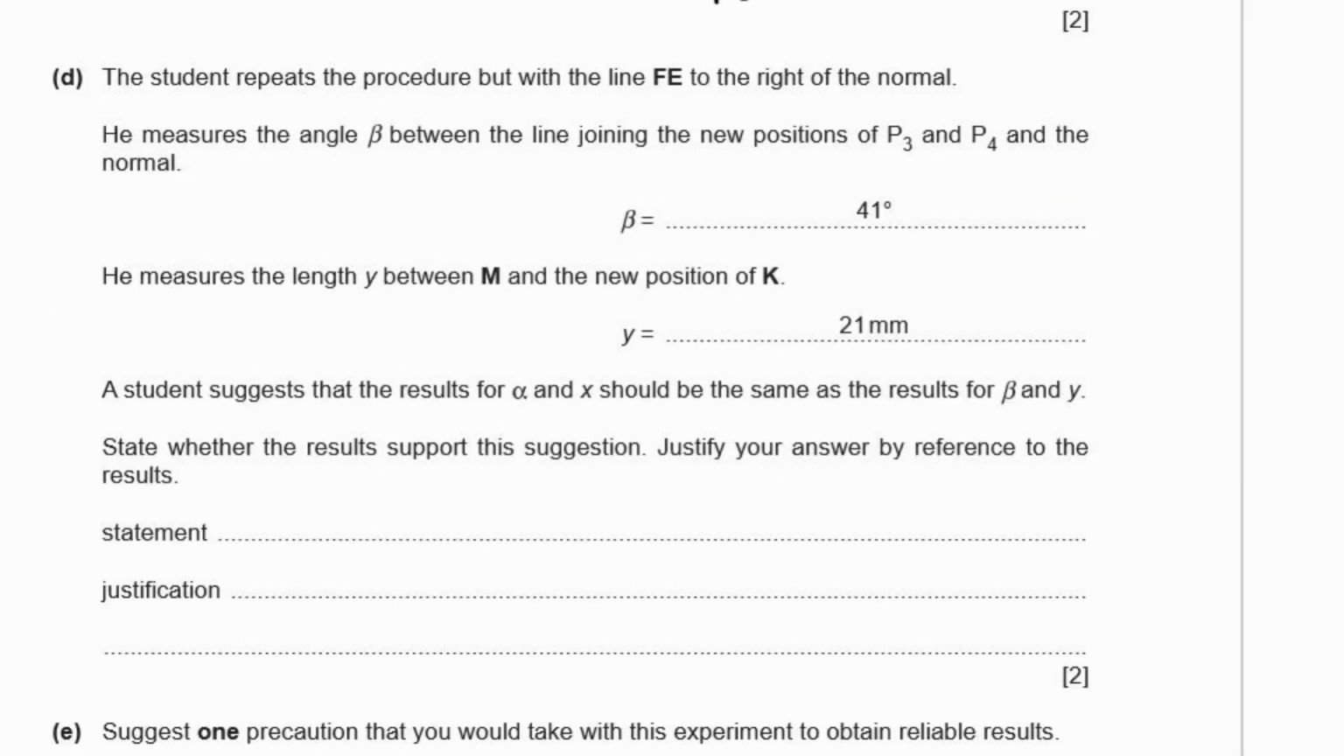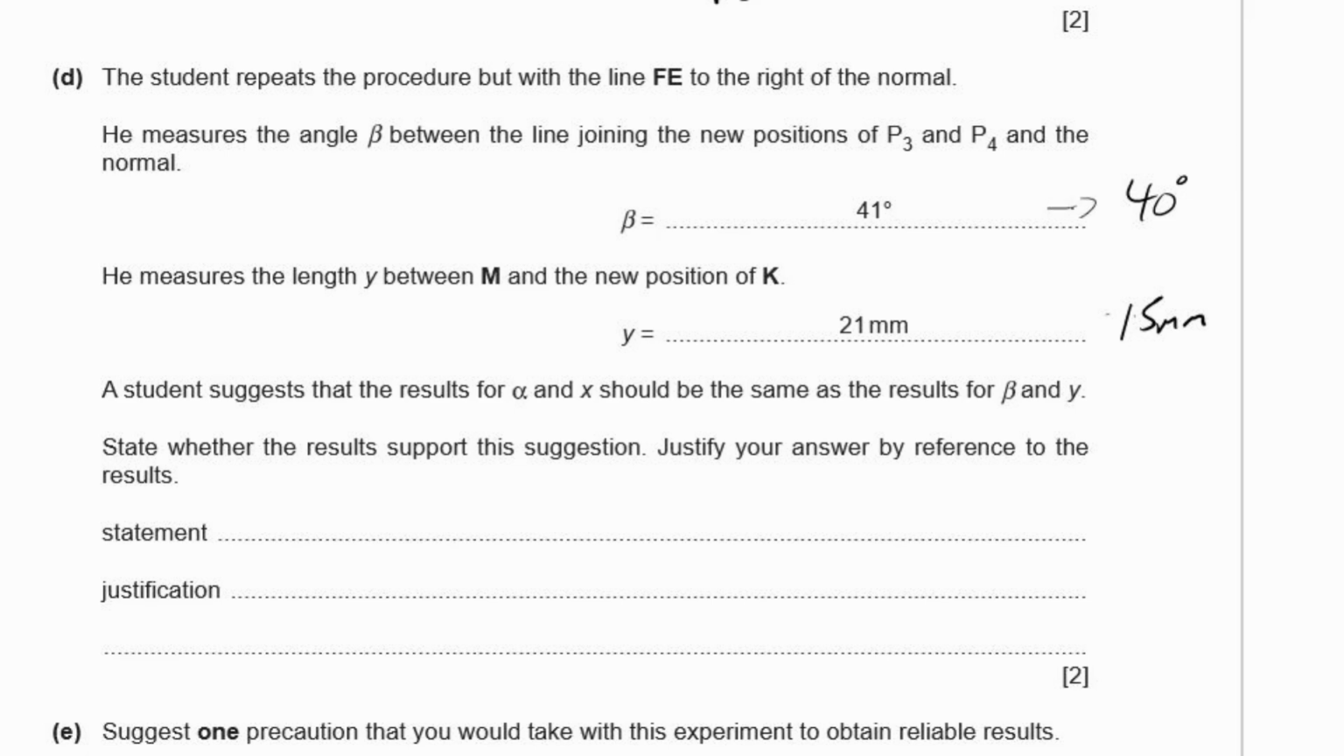D. The student repeats the procedure but with the line FE to the right of the normal. He measures the angle beta between the line joining the new positions of P3 and P4 and the normal line. He gets 41 degrees. He measures the length Y between M and a new position of K and gets 21 millimeters. So let's just very quickly write down what we got earlier on so that you can see a direct comparison when they're next to each other. I get 15 millimeters here and 40 degrees here.